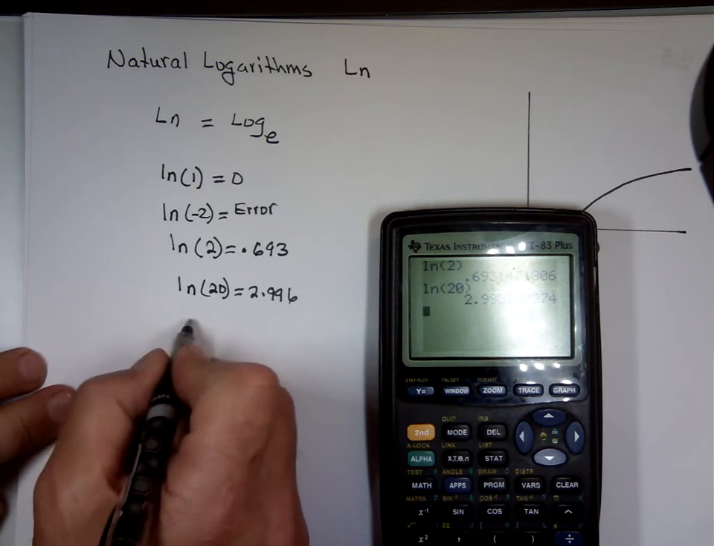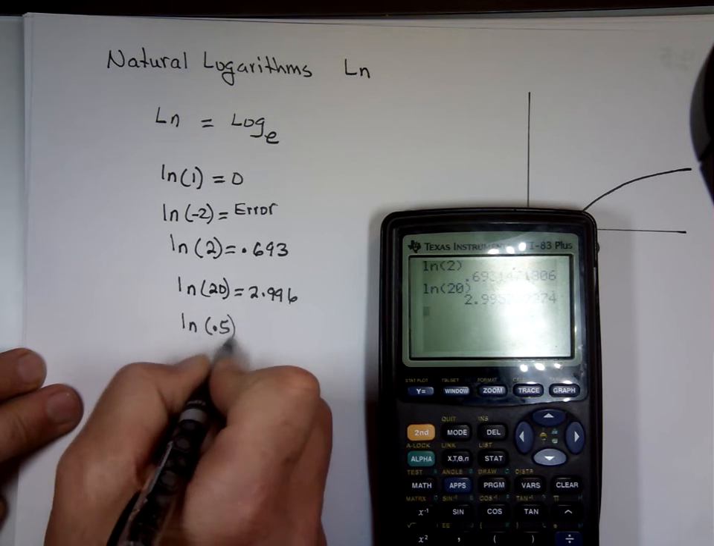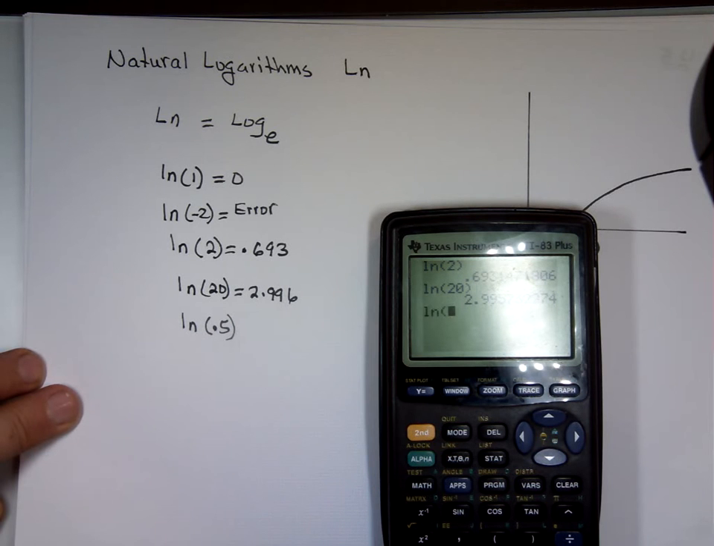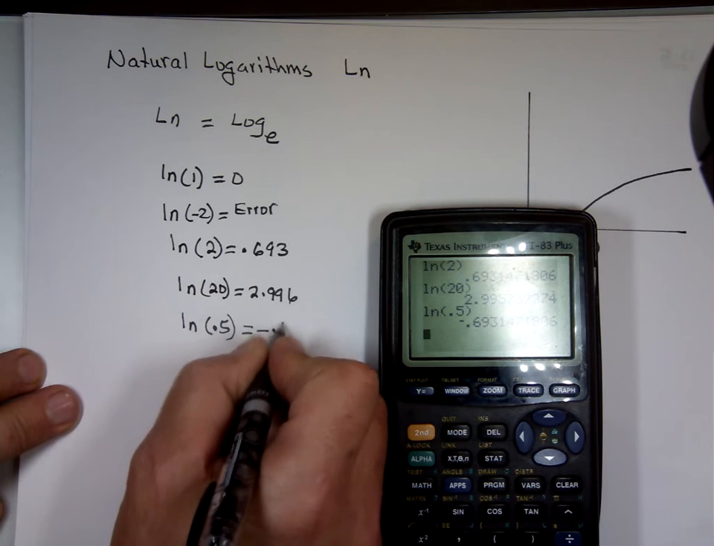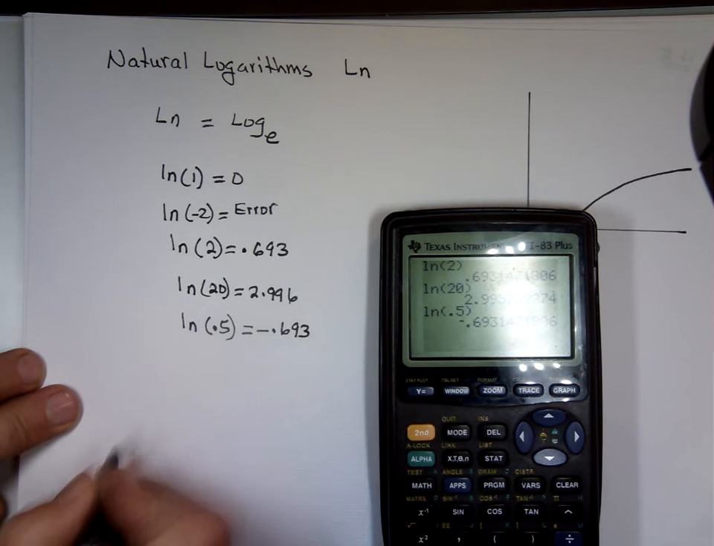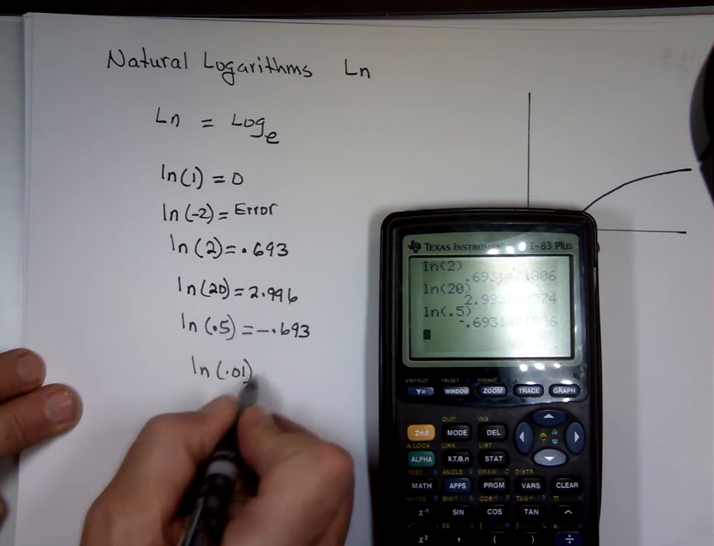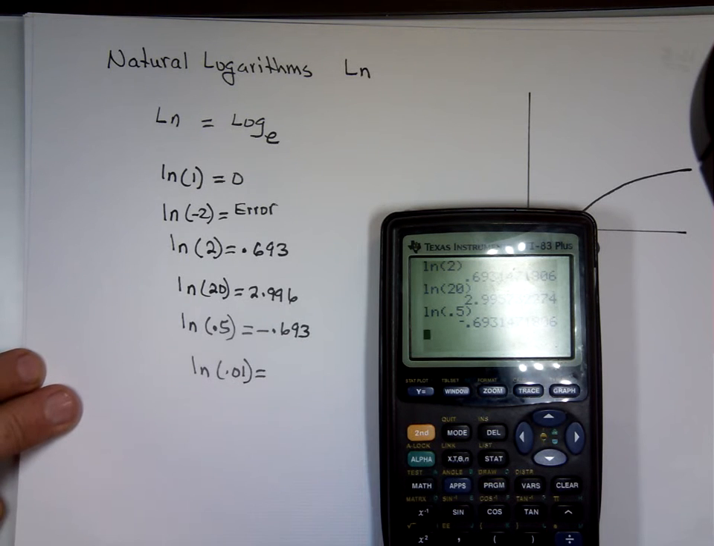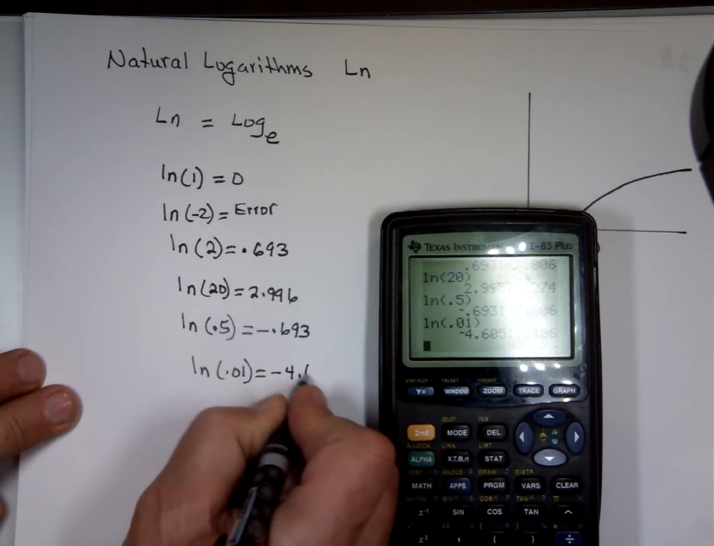What's the ln of a number between 0 and 1? Should be negative. Negative 0.693. What's the ln of 0.01? Negative 4.60.